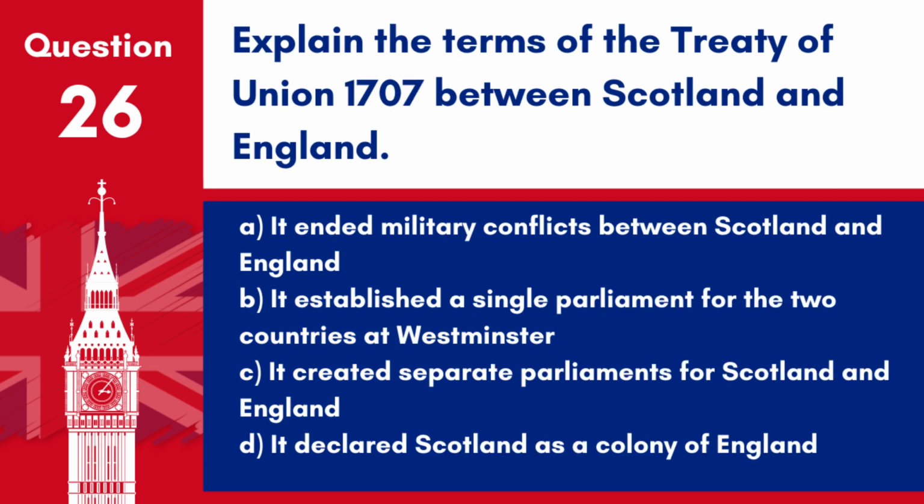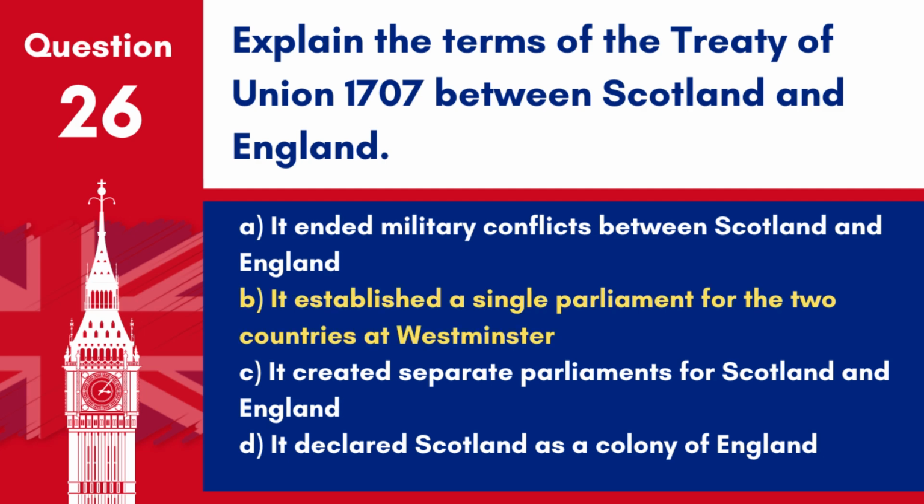Question 26. Explain the terms of the Treaty of Union 1707 between Scotland and England. A. It ended military conflicts between Scotland and England. B. It established a single parliament for the two countries at Westminster. C. It created separate parliaments for Scotland and England. D. It declared Scotland as a colony of England.